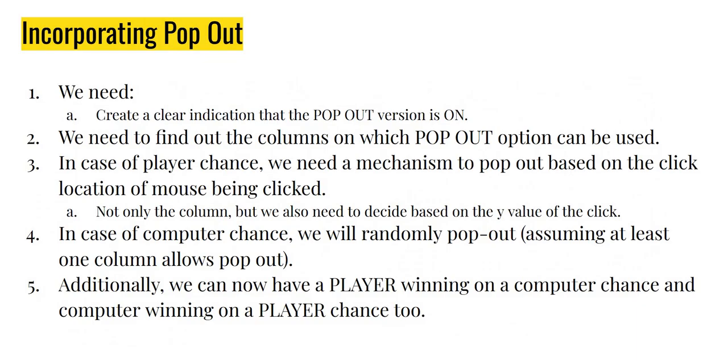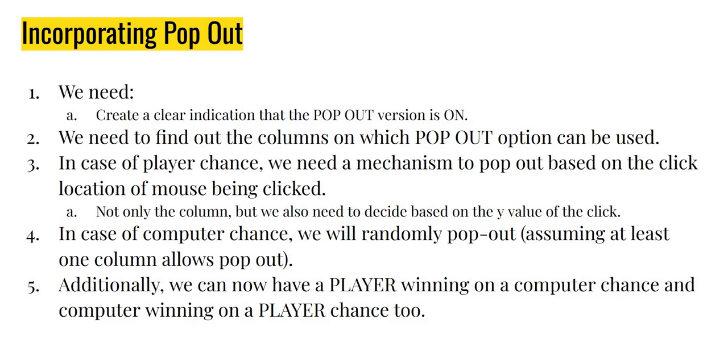For the player, remember the player plays the game by clicking on the screen. So we need to add an option to say that if I click on this particular part of the screen, it's going to be a pop out. The way I'm going to do this is that when I click too far to the bottom, basically under the board, that's a pop out. So in that column, I can pop out. For the computer's choice, we are going to just randomly pick a pop out, assuming pop out is possible. We're just going to randomly do a pop out because, remember, the computer is playing randomly anyway.